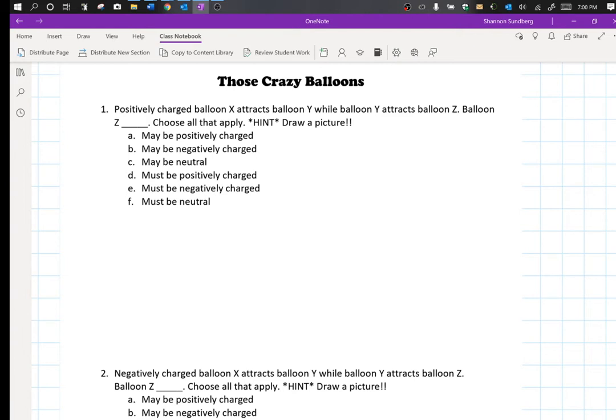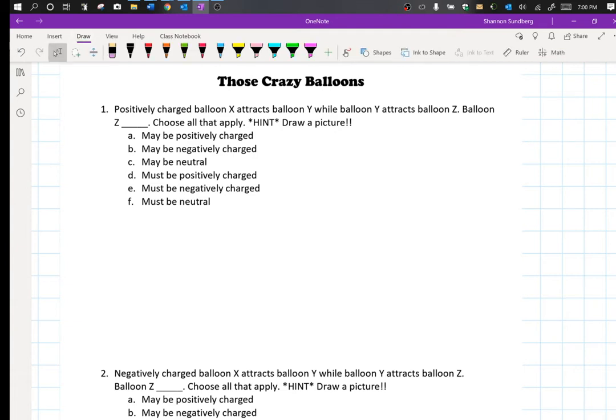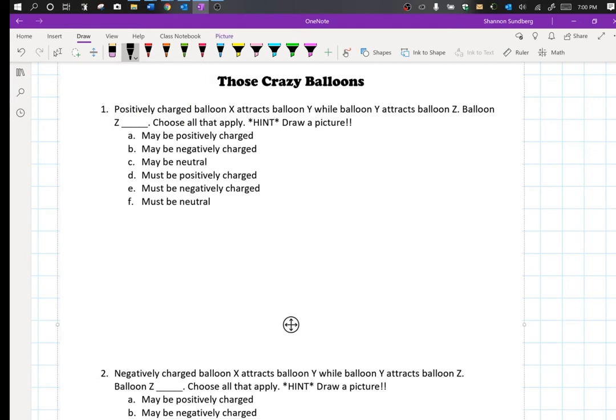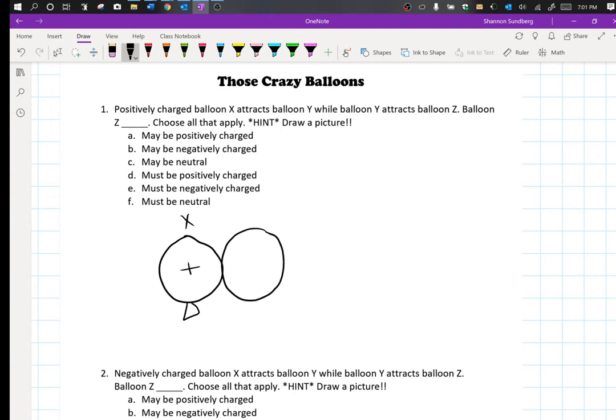Because what it's asking is, what's going on with balloon Z? It's really hard to determine unless you draw a picture. So let's draw ourselves some balloons. Pick whatever color you want. I'm just going to go with black because why not? Draw some circles. It says positively charged X attracts Y. So here is my balloon X. I know it's positive. It is attracted to balloon Y. And then it says Y is attracted to Z. So I'm just going to draw another balloon Y over here, attracted to balloon Z.